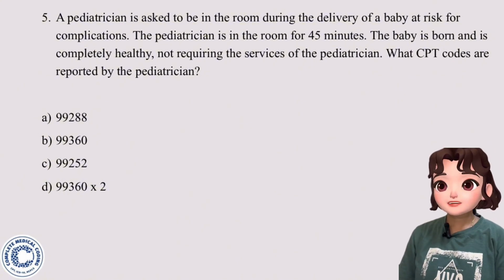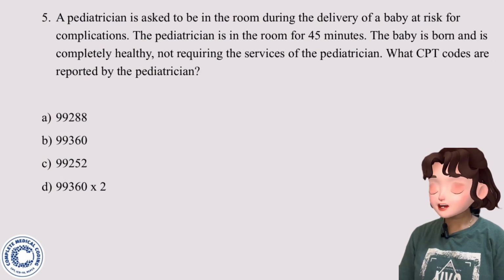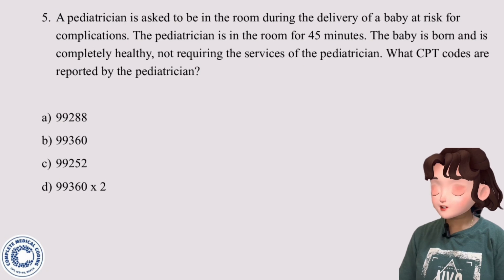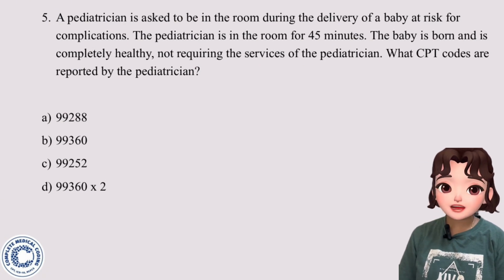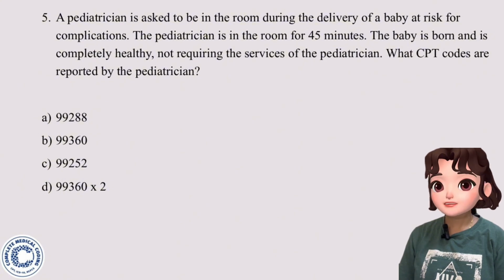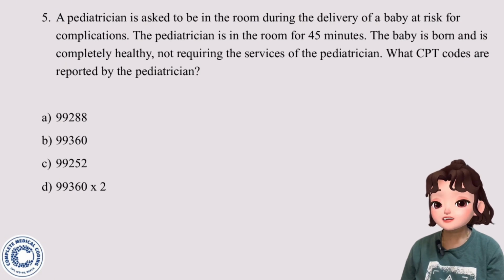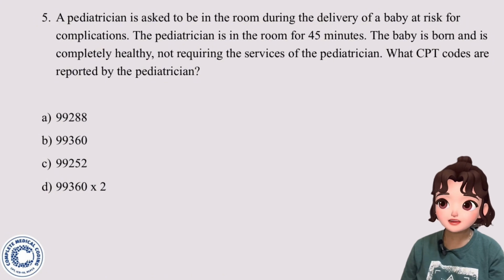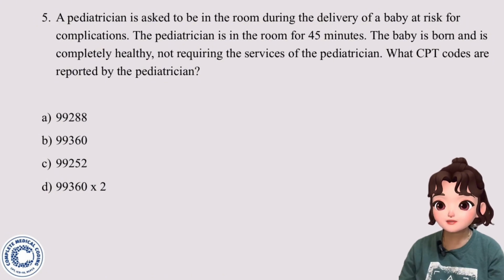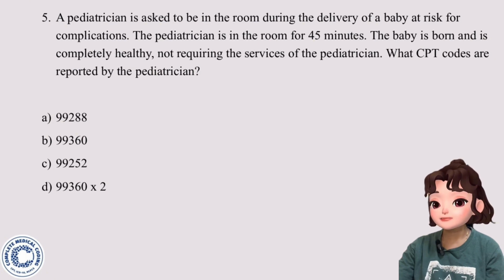So what is option A? The first code 99288. What is 99288? Physician or other qualified healthcare professional direction of emergency medical systems, emergency care, advanced life support. That is an emergency service code, so that's not the correct code. What is 99360? 99360 is standby service, as I told you. Standby service requiring prolonged attendance, each 30 minutes. Example, operative standby for frozen section, for cesarean or high risk delivery, and for monitoring EEG. Yes, this is a high risk delivery. This is what we need. 99360 standby service each 30 minutes.